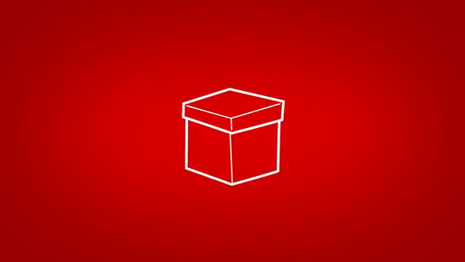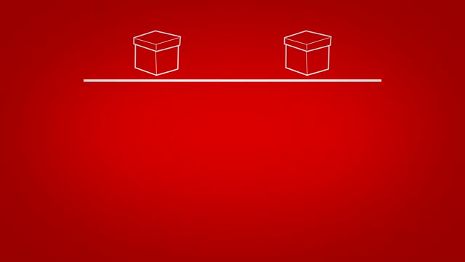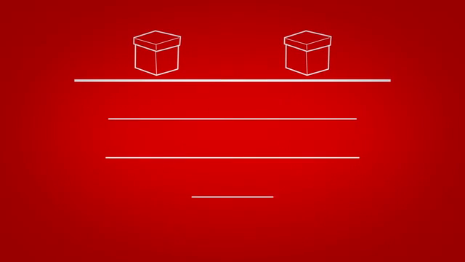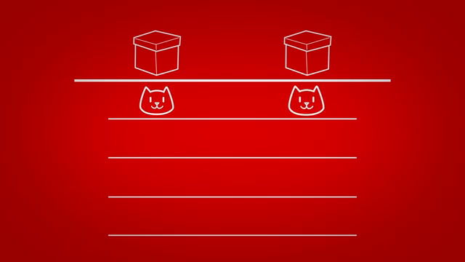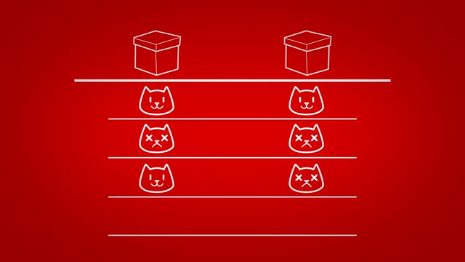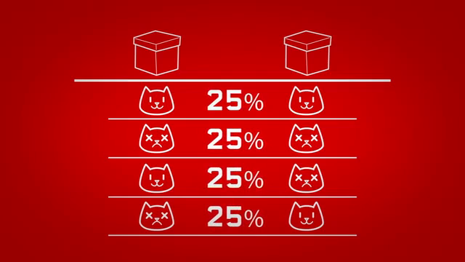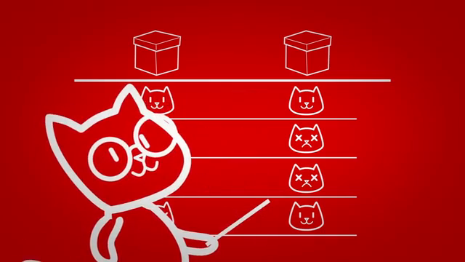Suppose that instead of one cat in a box, we have two cats in two different boxes. If we repeat the Schrödinger's cat experiment with this pair of cats, the outcome of the experiment can be one of four possibilities. Either both cats will be alive, or both will be dead, or one will be alive and the other dead, or vice versa. The system of both cats is again in a superposition state, with each outcome having a 25% chance rather than 50%. But here's the cool thing.